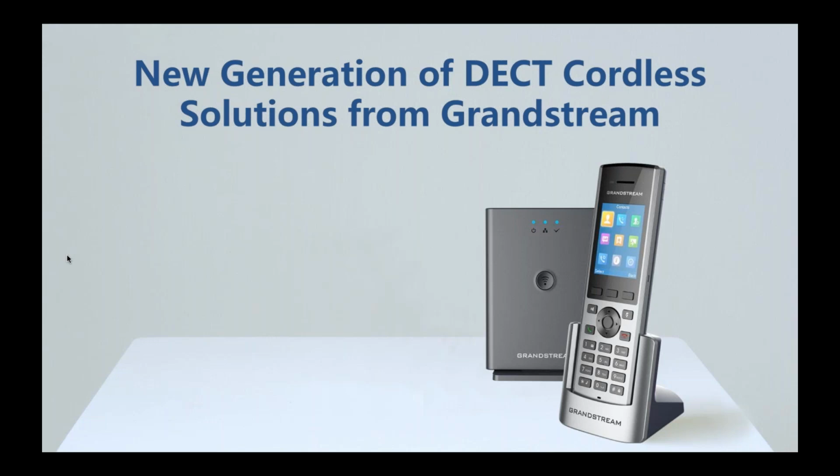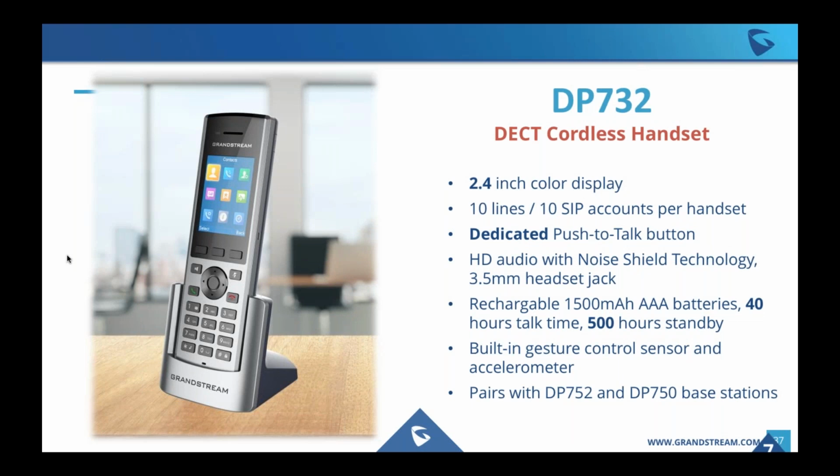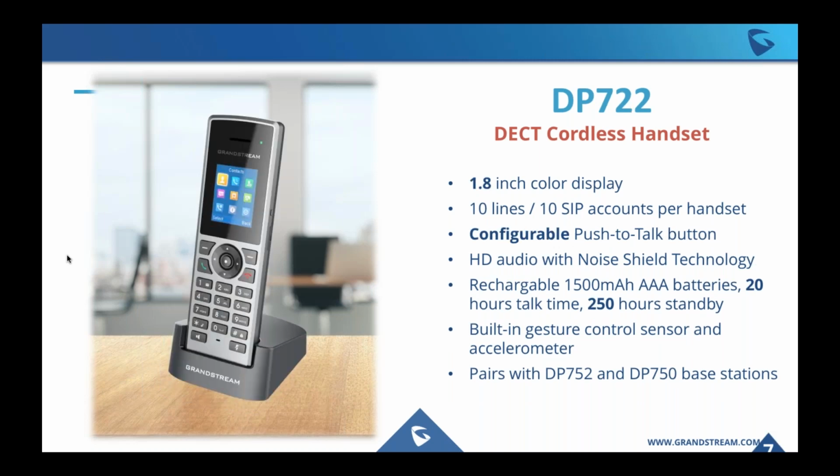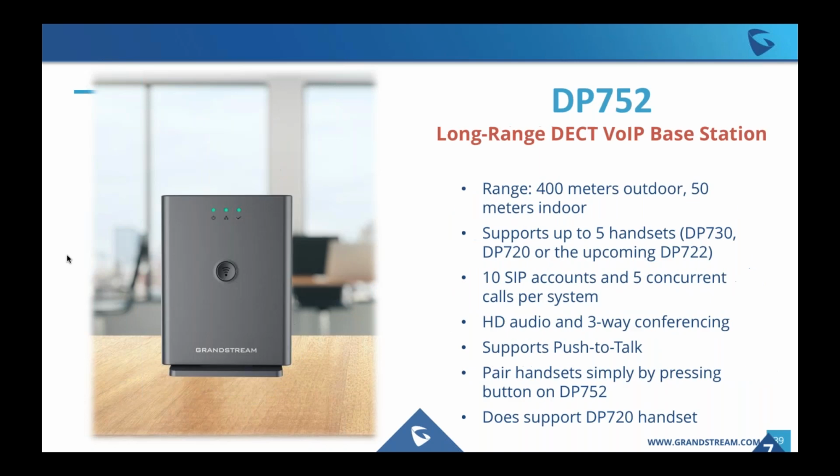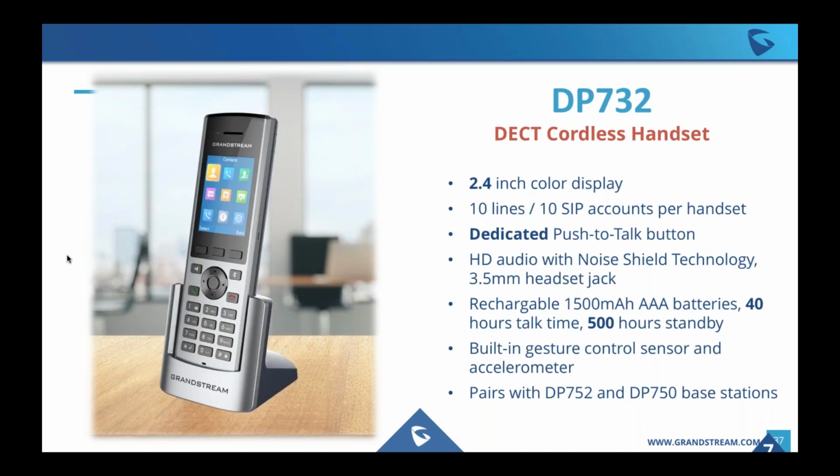And I mentioned this earlier, an entire new generation of DECT solutions. So there's gonna be 3 models in this new solution. The DP732, which you see here, is a high-end DECT cordless handset. The DP722, which you see here, is, we'll call it, a mid-range DECT handset. And then you're going to have the DP752, which you see here, which is the base station for this series. You can read through some of the specs there.